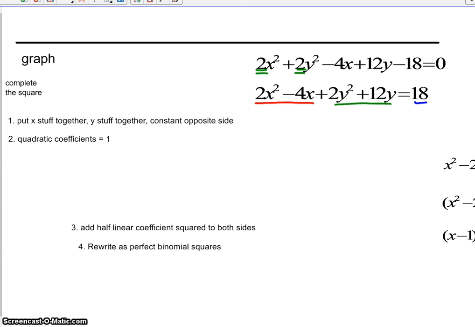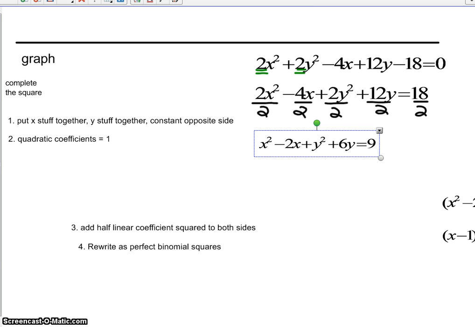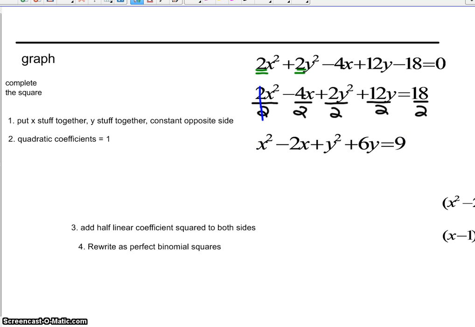Second step, what we want to do is get my quadratic coefficients to be equal to 1. This is easy with the circle because since a and b are the same, we're going to divide out that value that the coefficient is taking on. So I'm going to divide out 2. But again, we have to divide it out of everybody. I can't just divide it out of a couple pieces. Each piece needs to be divided by 2. And so what I have then is 1x squared, negative 2x, 1y squared, 6y, and 9.